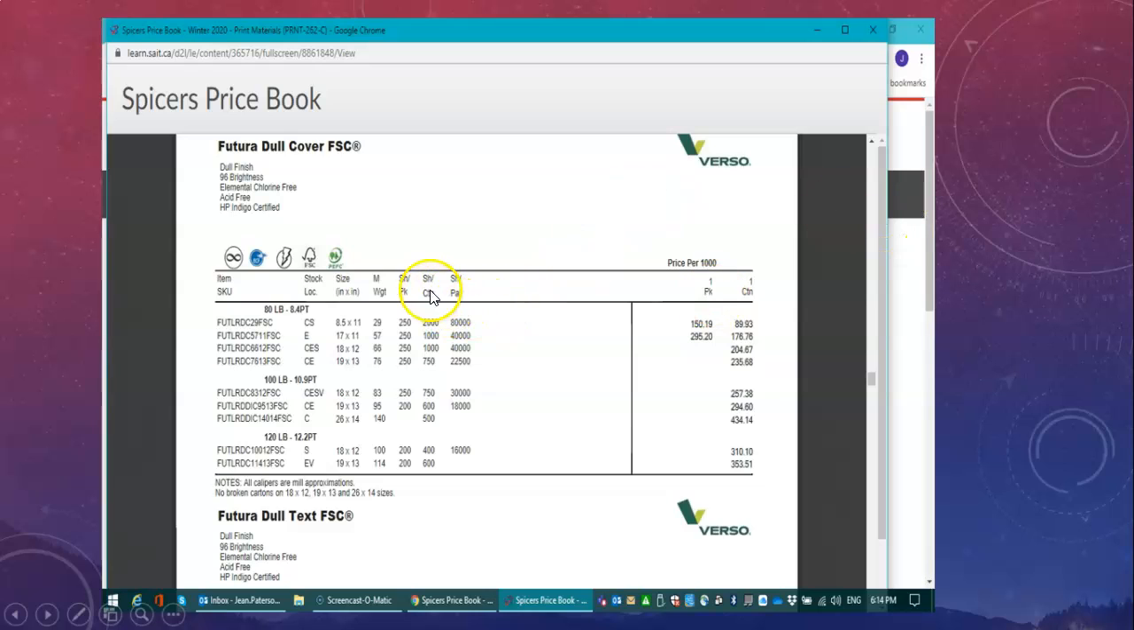2,000 sheets in a carton, 250 sheets in a package. If you buy a package, that's the price per thousand. If you buy a carton or more, $89.93, per thousand. Never per carton. Price per thousand.